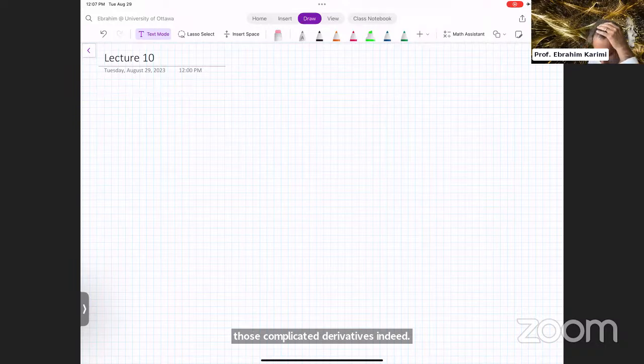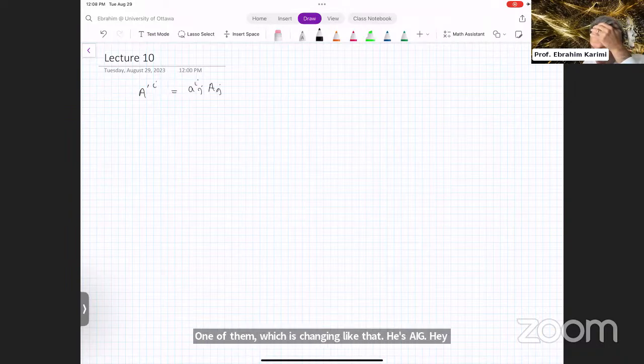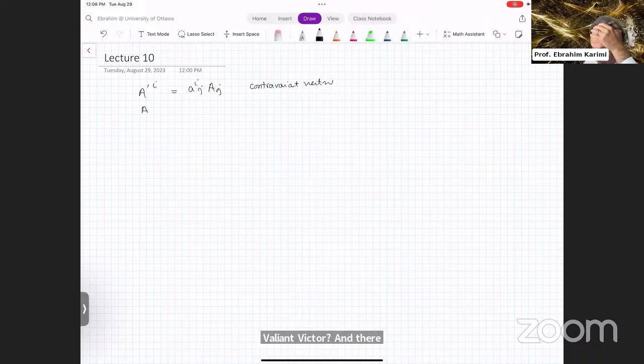So let's start again with the definition of the tensor. Remember that we are dealing with two kinds of vectors. One of them, which is changing like that, is a_ij a_j, and we call this the contravariant vector. And there was another one, which was a_ij a_j, which was the covariant vector.